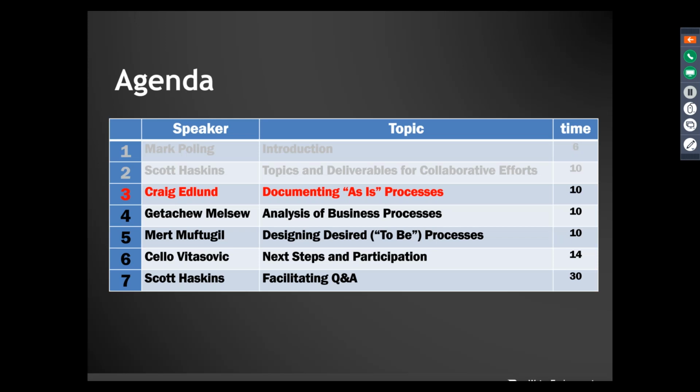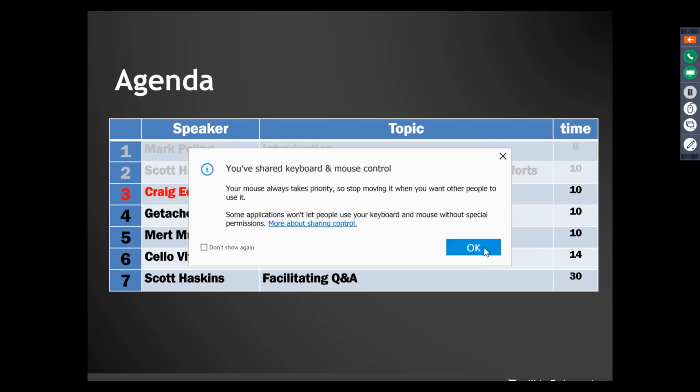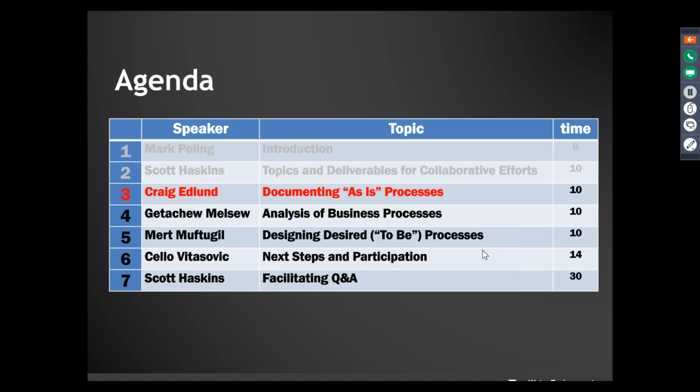So with that, I'll turn it back to Mark to introduce our next speaker. Sorry, muted. Thanks, Scott. So our next speaker is Craig Edlund. And Craig is the Director of Asset Management for the Metropolitan Council Environmental Services in the St. Paul, Minneapolis, Minnesota metropolitan area. MCES owns and operates about $4.7 billion in infrastructure assets that protect air and water quality in the Twin Cities region. So please, Craig.